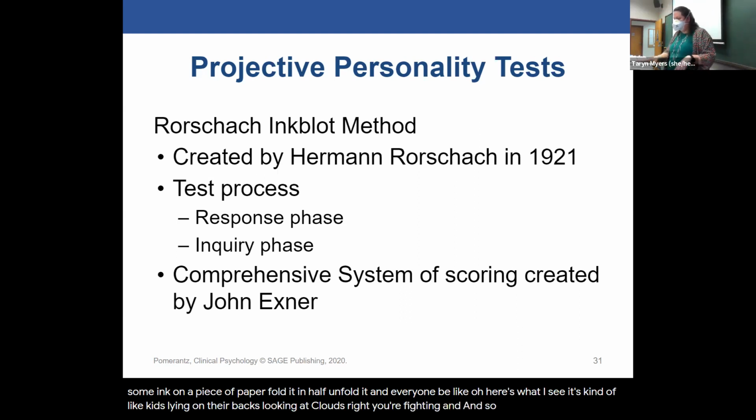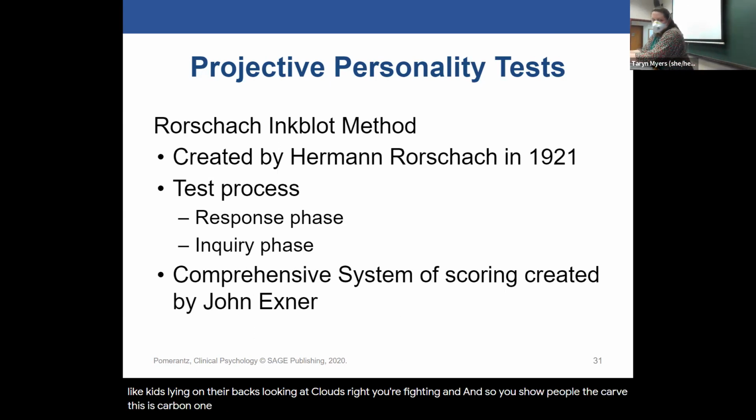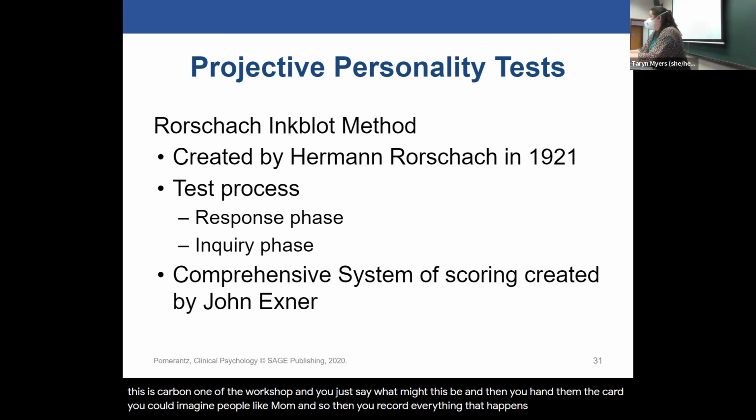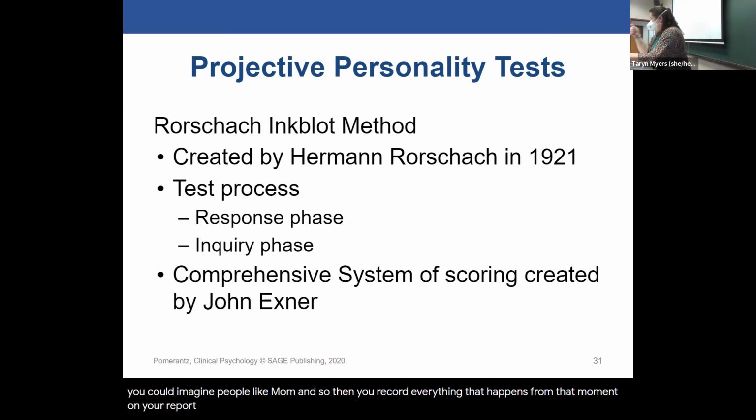And so you show people the card. This is card 1 of the Rorschach. And you just say, "What might this be?" And then you hand them the card. As you can imagine, people are like, "What?" And so then you record everything that happens from that moment on. You record everything they say. You record if they turn the card while they're trying to figure stuff out. And so you go through that for each of the 10 cards.